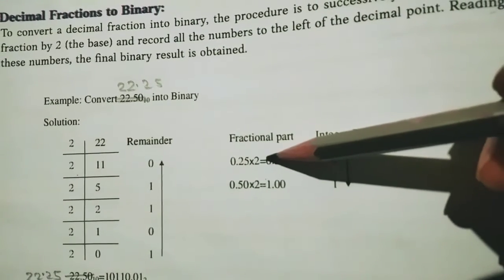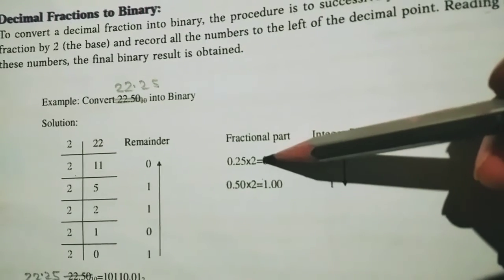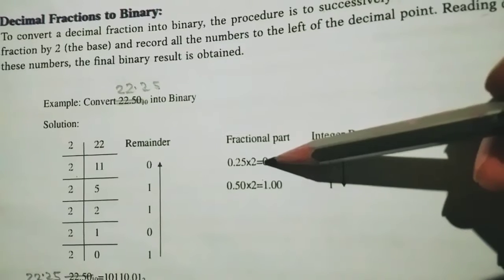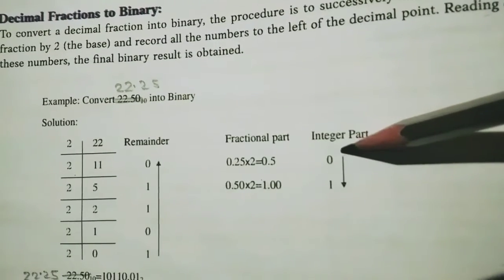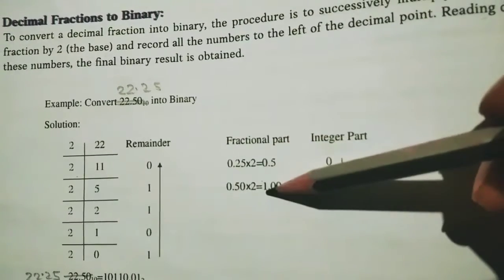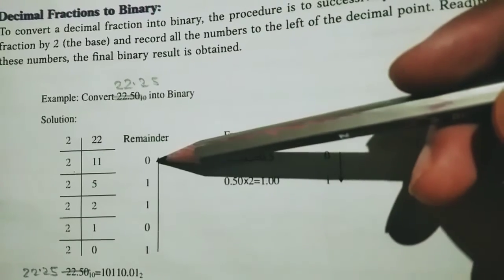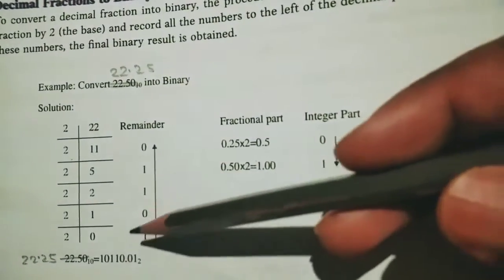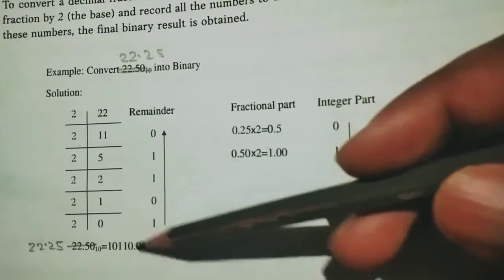Then you have to read from here. Whatever number is before the point, that will be the binary digit. You take these as binary digits and read in this direction. For the whole number part you read from downward to upward, but for the fractional part you read from upward to downward. Then you join these two parts and write it like this.